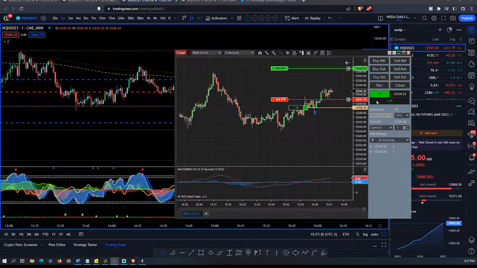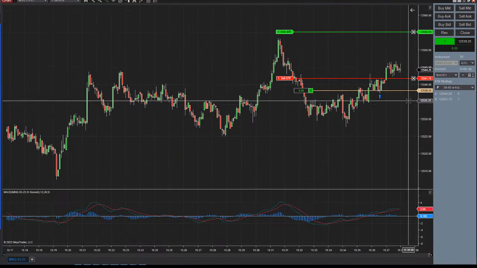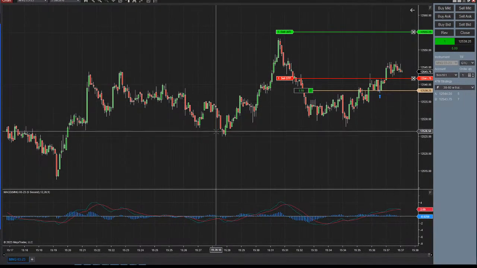So with a micro contract, you only need to make 5-10 points a day, which is about 20 to 40 ticks to pass any eval, okay? Now I can make this larger. The reason why I use the 5 second is because there's a lot of action.